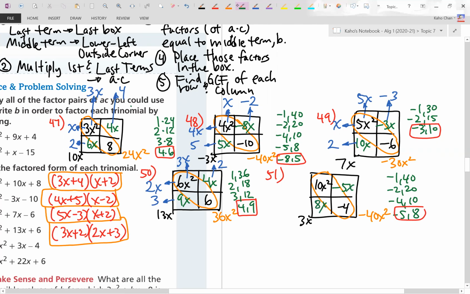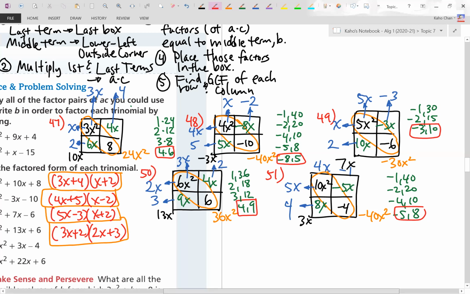And now you want to do GCF each row and column. First row, 10 and 5. Oh, you can take out a 5x. That's easy. Second row, 8 and 4. How about a 4? That works. And how about the first column? We're done with the rows. What can go into 10 and 8? Let's see. 1, 2, 3, 4, 5. 4 works. X. And the last column, nothing is common except -1.